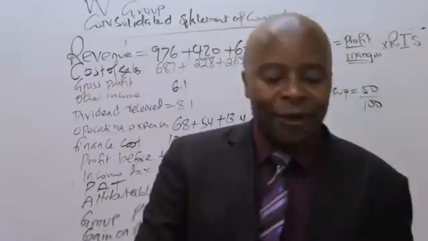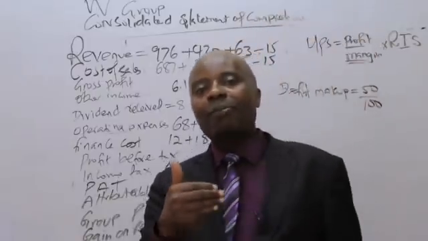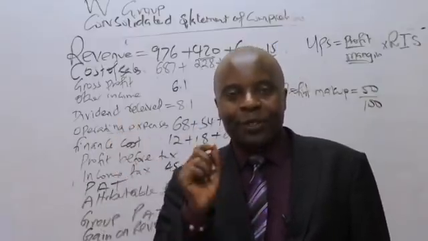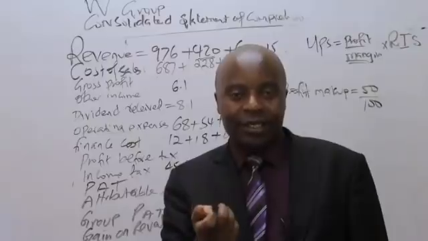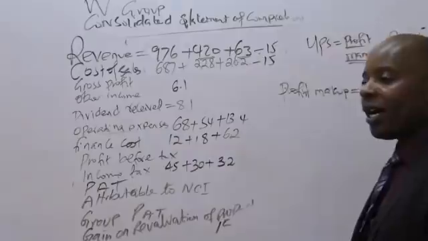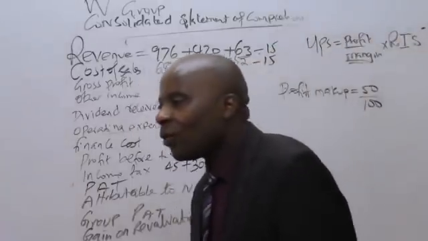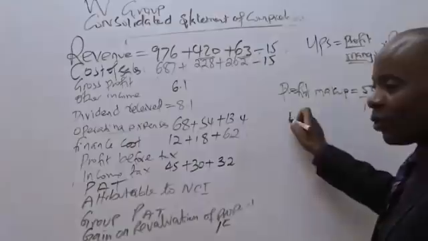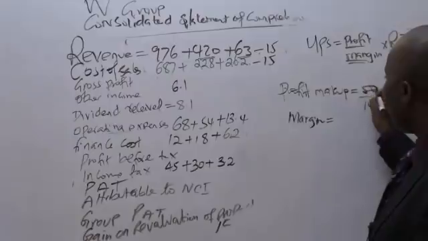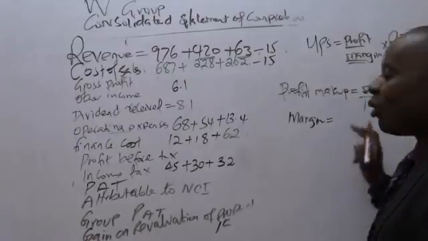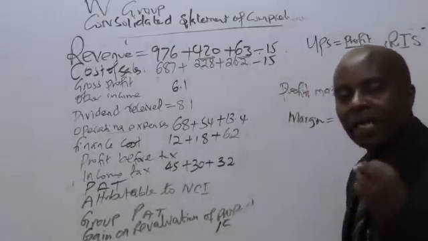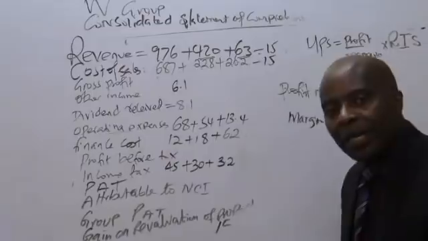And of course, you and I know that we rarely make use of markup in group consolidation, because they won't give you the cost of their goods. In most cases, they'll give you the sales. So in group consolidation, we always prefer the margin. We know that margin has a bigger denominator.